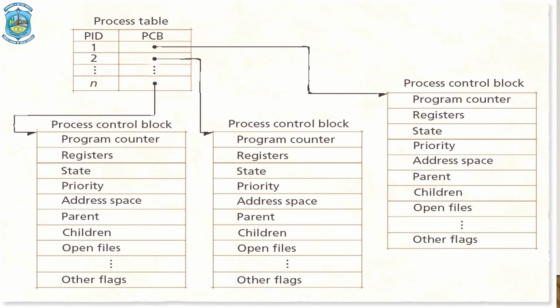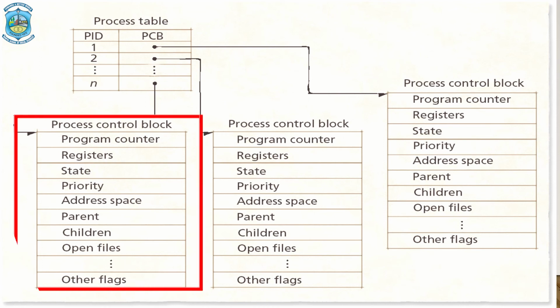So, what is the content or description given here in the process control block? That is related to the process, like program counter, registers, state of a process, priority of a process, address space, then details about the parent process, children process, and other details are available, that is referred by the operating system while execution of a process.